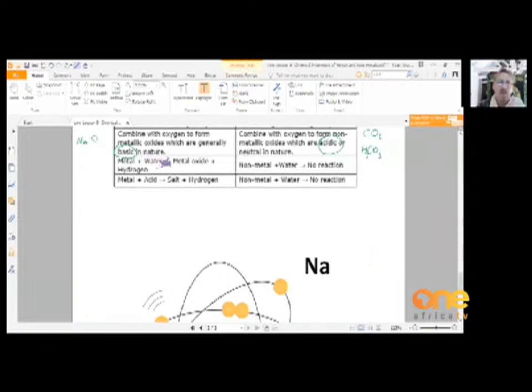Metal plus water gives you metal oxide and hydrogen. Metal and acid gives you salt and hydrogen. So these are a couple of general equations. Non-metal and water, no reaction. Non-metals just don't react with water.